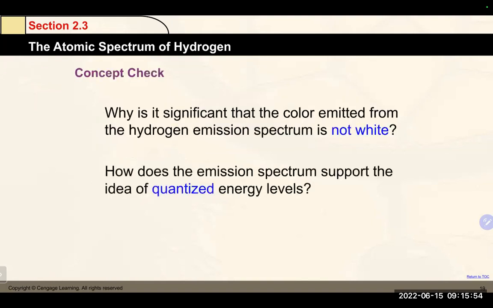All right. So the significance of hydrogen emitting these specific lines is that it tells us the energy there is quantized, moving from one specific energy level to the next. Otherwise, if it was white light, we would have more of a continuous spectrum where we see everything that happens there.